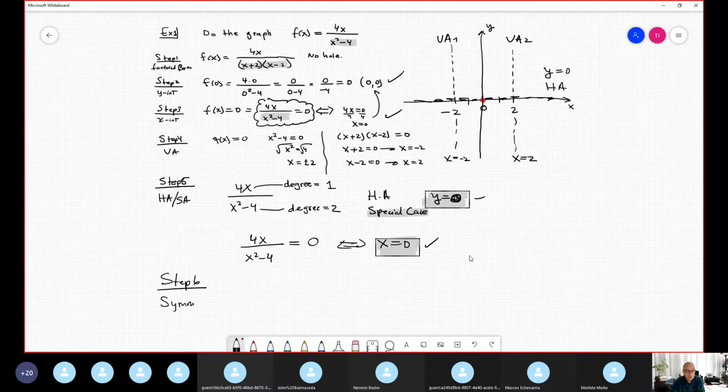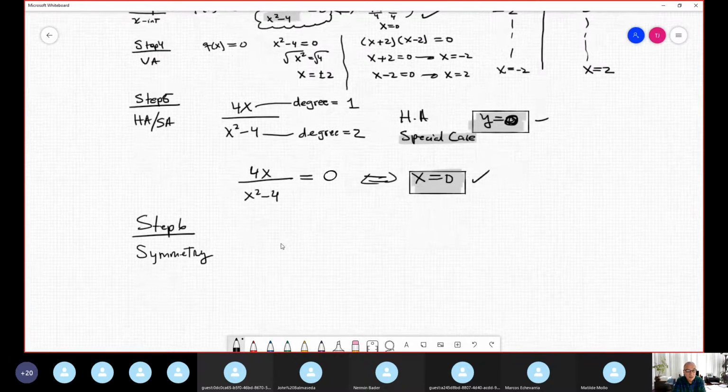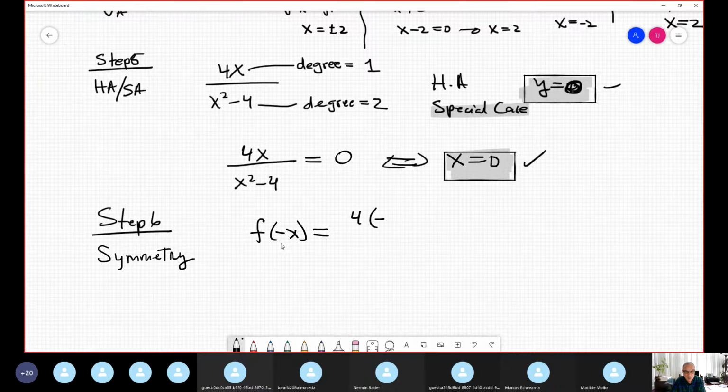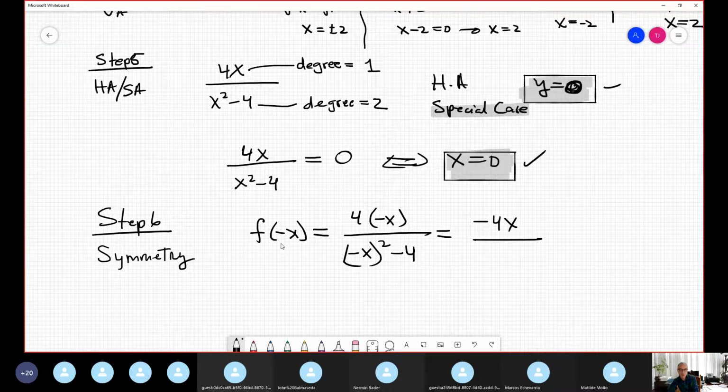Symmetry. Important. To verify symmetry, you replace x for negative x. And the original equation in this one, 4 negative x over negative x squared minus 4. The action that we're doing is replace x for negative x. Okay, and the top we have minus 4x. And the bottom we have this square become positive. Minus 4. To see more clear, I put this negative in the front.